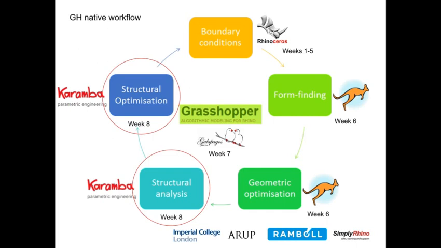And then in week 6, Connor showed you form finding and some quite basic geometric optimizations using Kangaroo, which is a particle spring model. He did a 2D example of a funicular form finding, sort of an inverted hanging chain. And then looking at equal lengths optimizations and planarity. And week 7 was Galapagos, which could be applied anywhere. You could use Galapagos to optimize geometry, or you can use Galapagos with Kangaroo for form finding, or for geometric optimization.